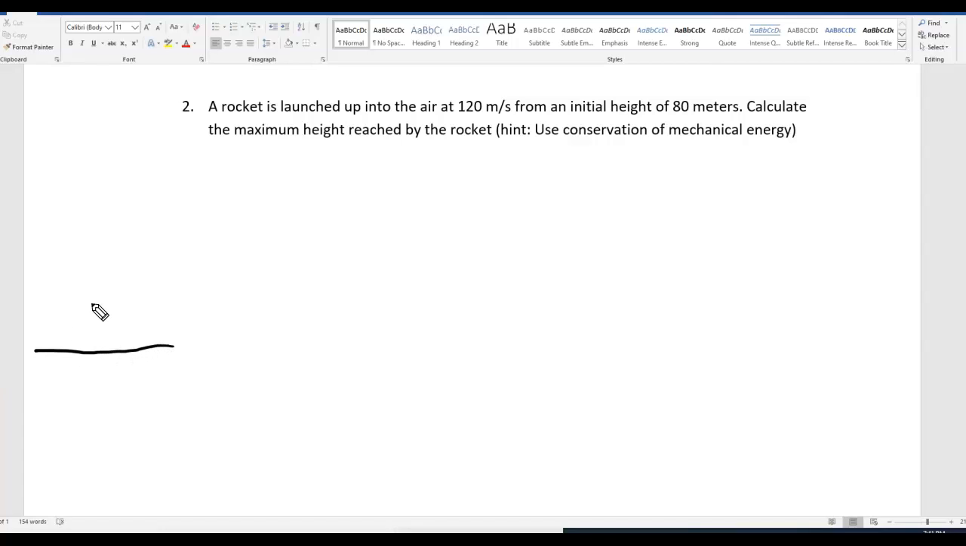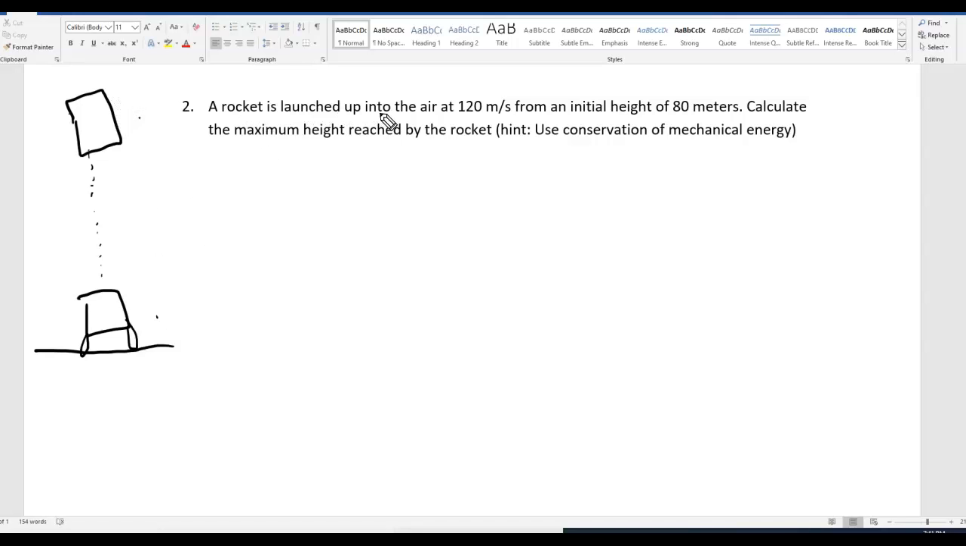So I'm just going to draw a box to represent the rocket, maybe some engines at the bottom. And basically the rocket is going to start off, and then it's going to go up, up, up, up into the air. And then at its maximum height, we saw this a lot in the last semester, when an object reaches its maximum height, it stops moving. That's why that's its maximum height, because if it was still moving, it would have kept going up. So this is the initial position. This is the final position.